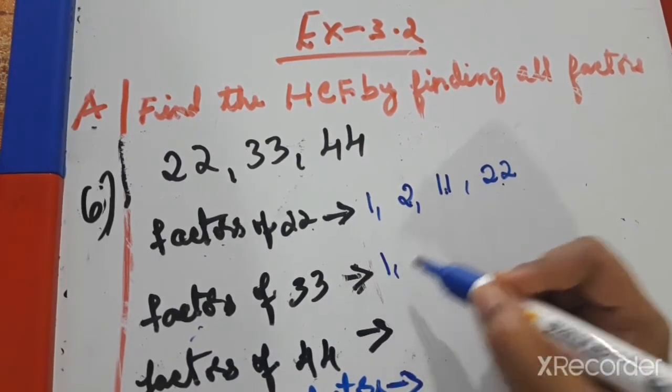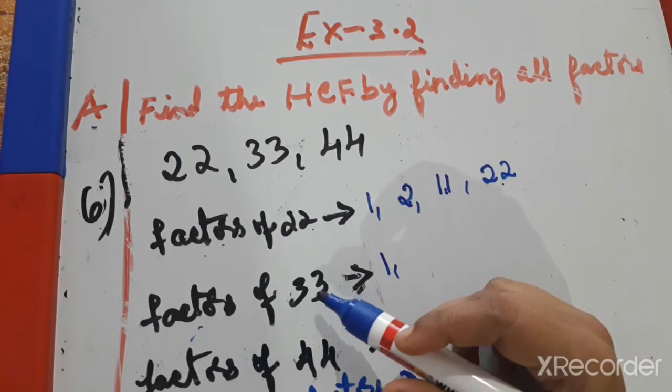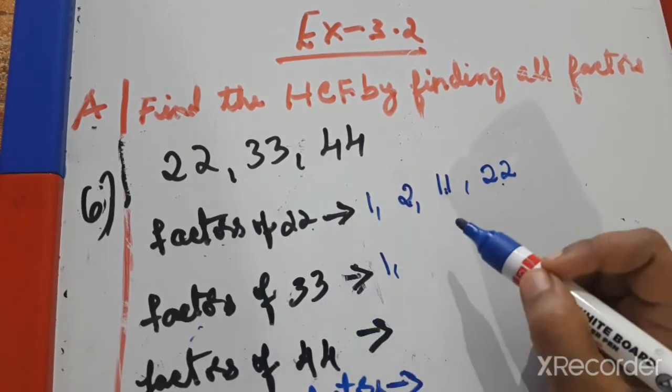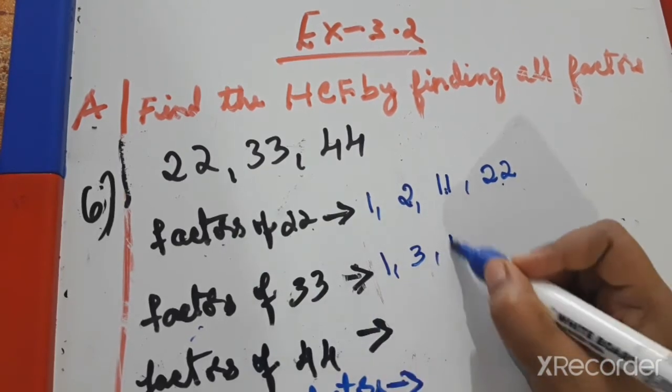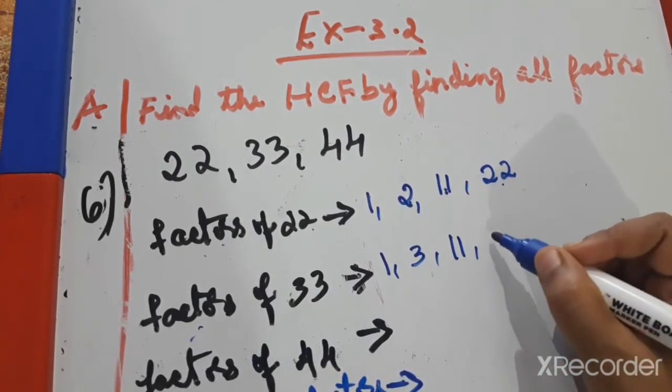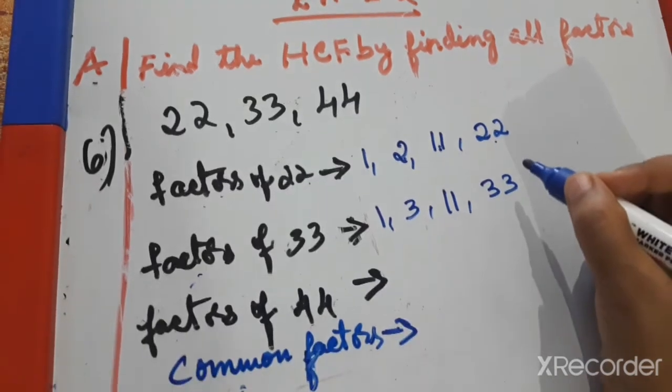Now 33, in which tables does it occur? 1 is a common factor for all numbers. 2 how much are 33? No, not 4. Then 3 11s are 33. Then 11 3s are 33. Then the number itself, 33 ones are 33.